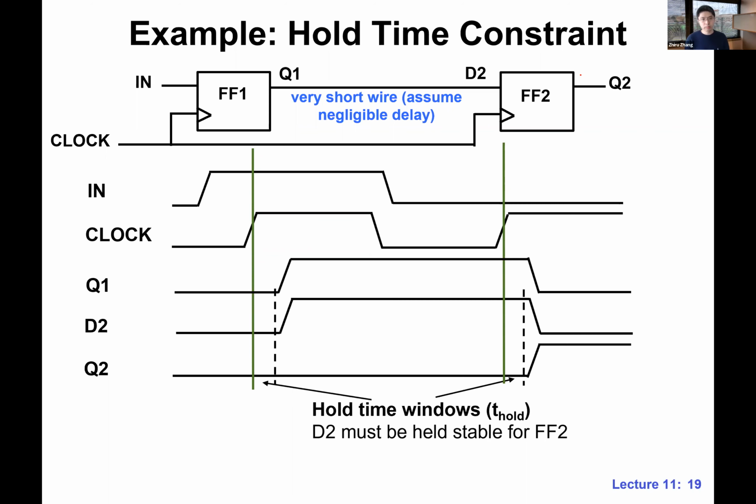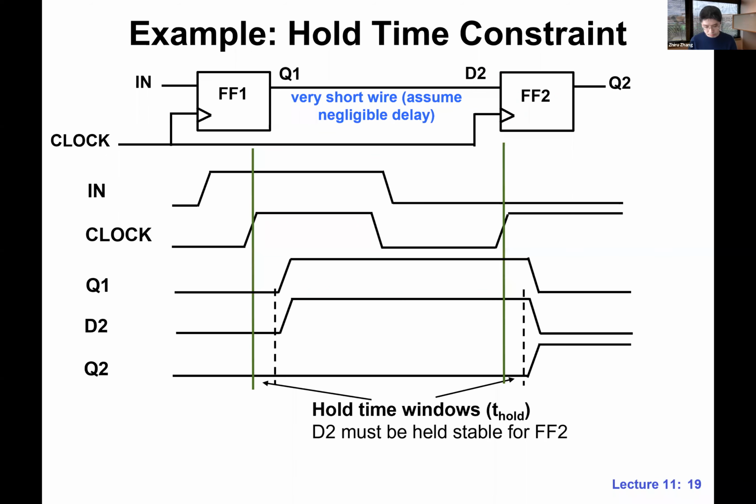Let's try to reason about this a little bit more. First, let's focus on FF2 again. This is where we want D2 to be very stable after the clock catch. If you look at this clock catch, we have the green line and this dash line. The gap between the green line and the dash line is the hold time window. And of course, at the next clock edge, we also have this hold time window. We need to meet this every clock cycle.